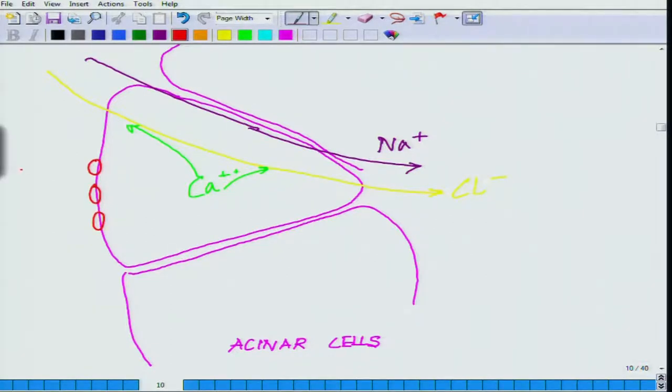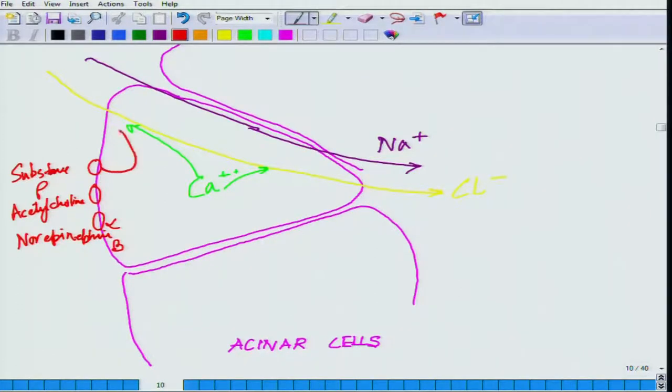different receptors like, you know, substance P, this is one kind of receptor. Then you have acetylcholine, which we have talked about in the neuromuscular junction. Then you have norepinephrine, alpha and beta subtypes. These all stimulate the entry of calcium.